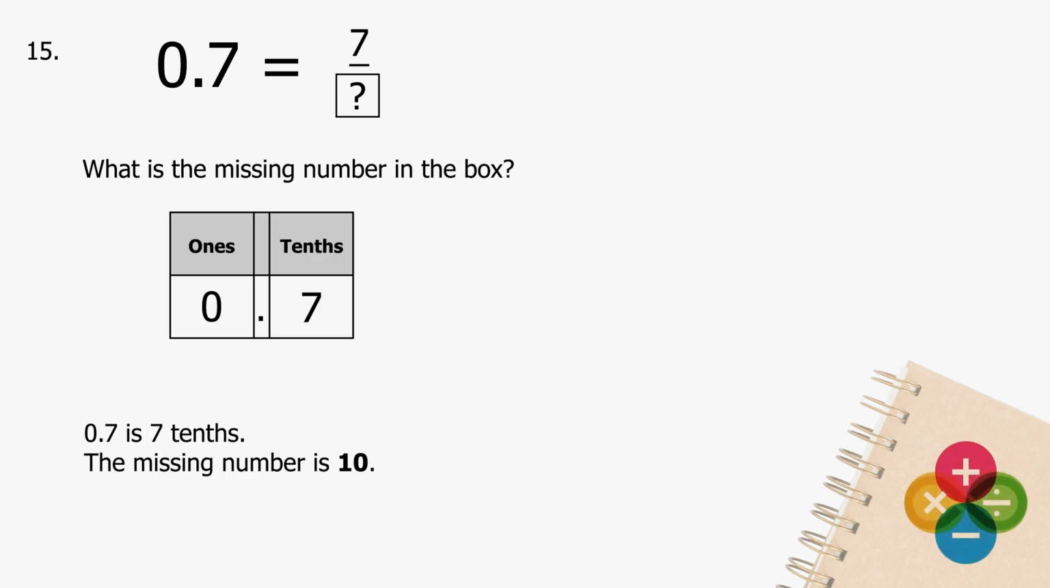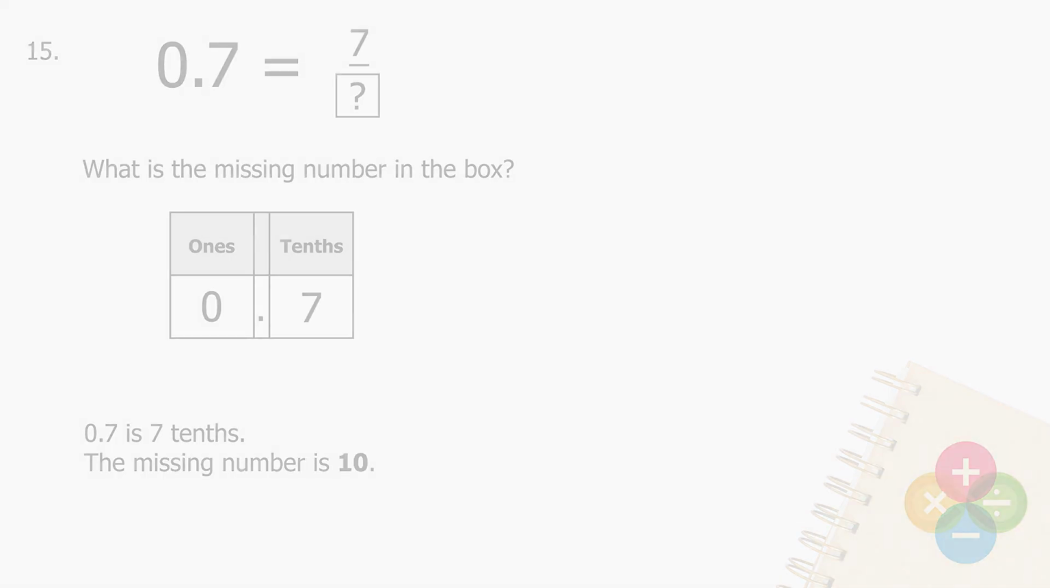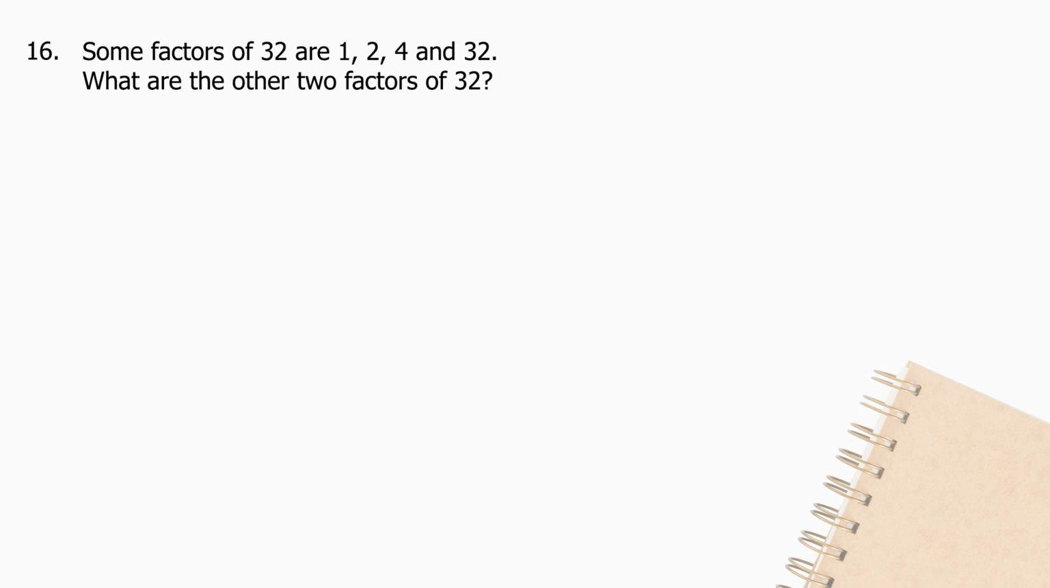.7 is 7/10. The missing number is 10. Question 16. Some factors of 32 are 1, 2, 4, and 32. What are the other two factors of 32?